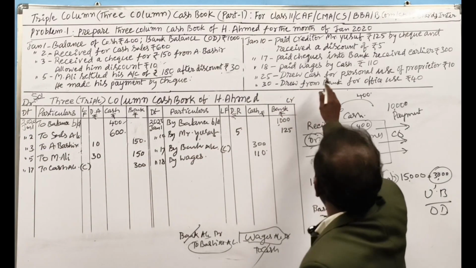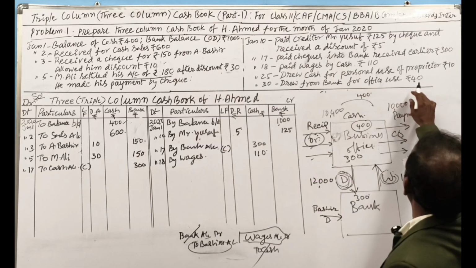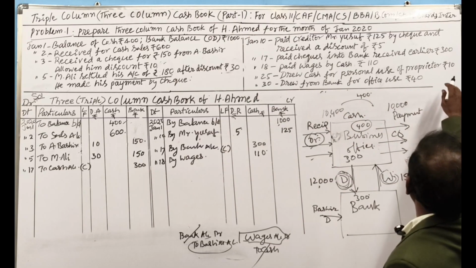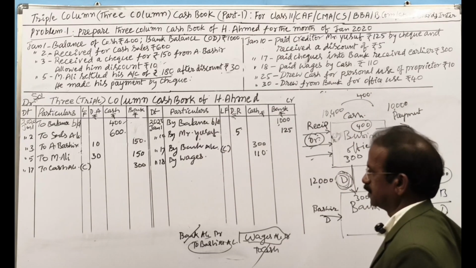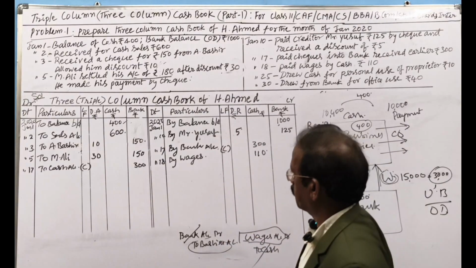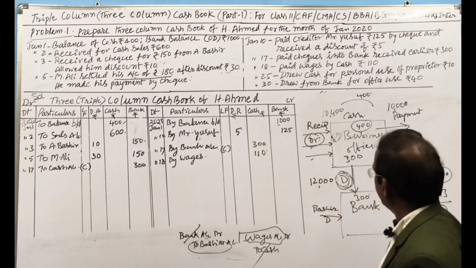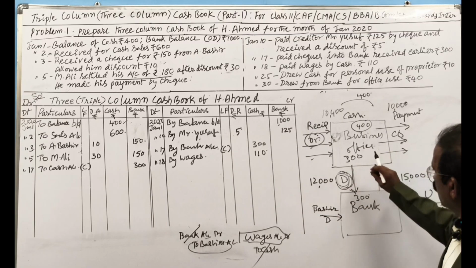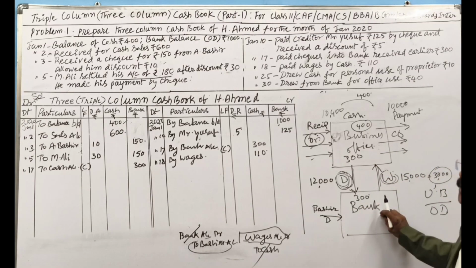Now, 25th. Drew cash for personal use of proprietor, 10 rupees. Cash is being taken by the proprietor. From where? From office or from bank? You should understand.